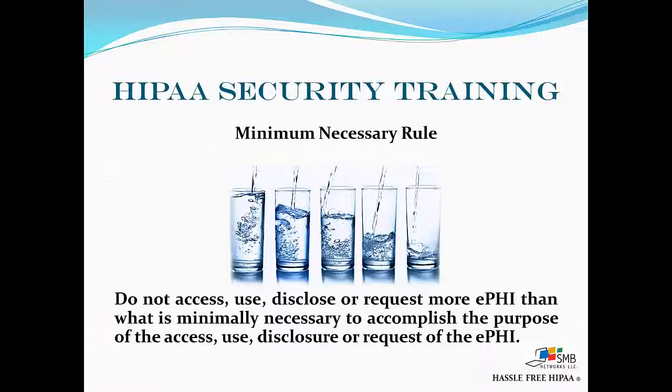You just want to use, disclose, or request, let's say you're requesting from another covered entity or the business associate that you may be dealing with, just the amount of electronic protected health information that is necessary to accomplish the task at hand. So think about it. What do you need at a minimum in order to accomplish the task at hand? That's all you should be using and disclosing.